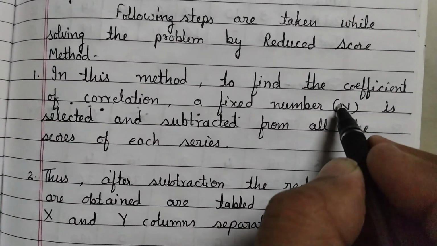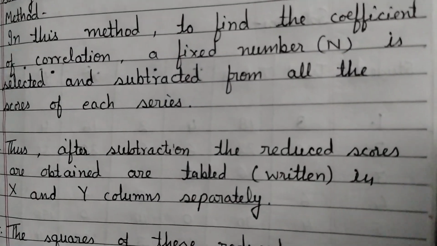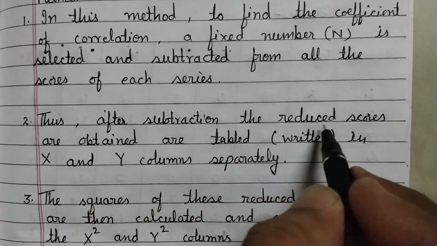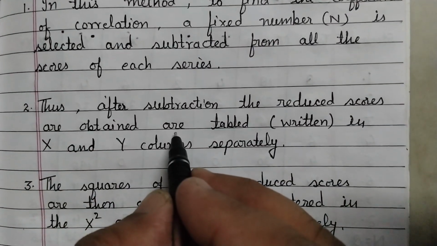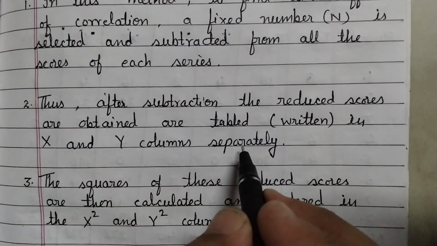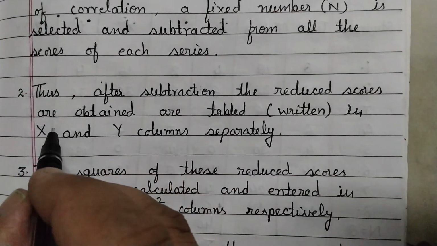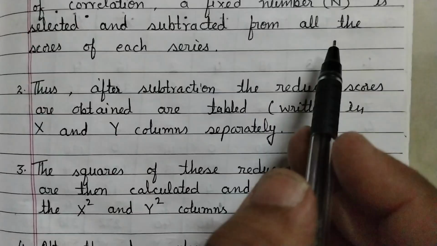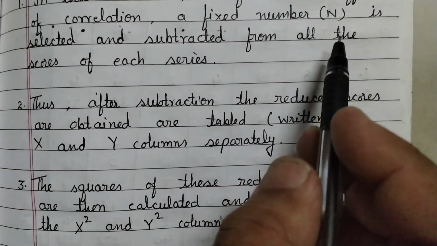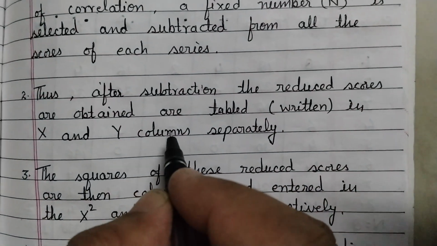Here the fixed number might be considered as small n, and capital N stands for the total number of scores. Thus, after subtraction, the reduced scores are obtained and tabled, written in x and y columns. So separately I will prepare the x column and y column. The x column means that the fixed number is subtracted from the x scores, and the y column means the fixed number is subtracted from all the y scores.